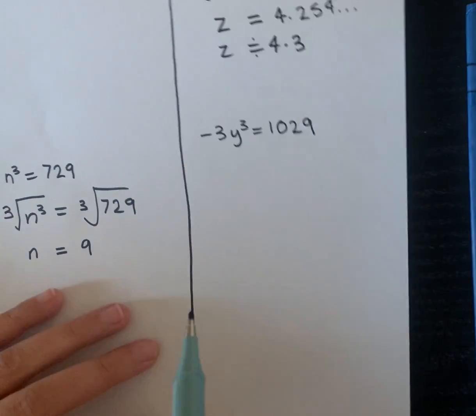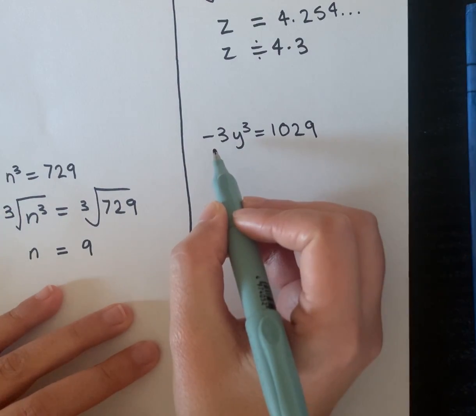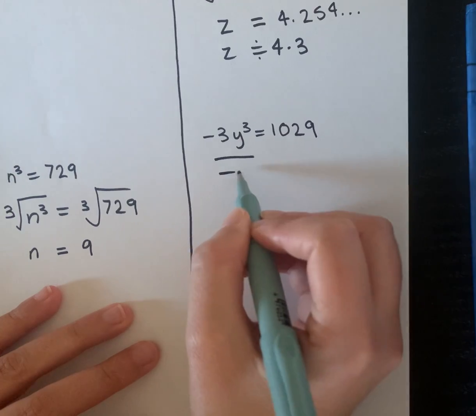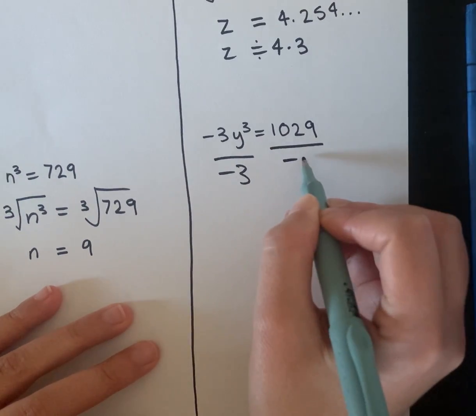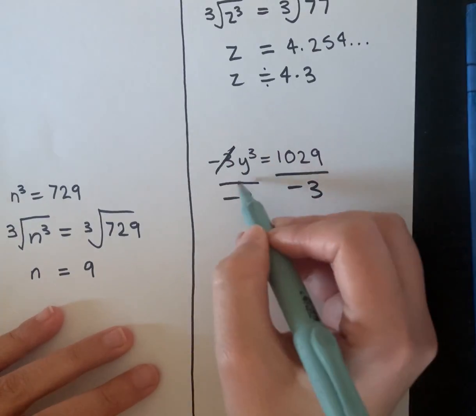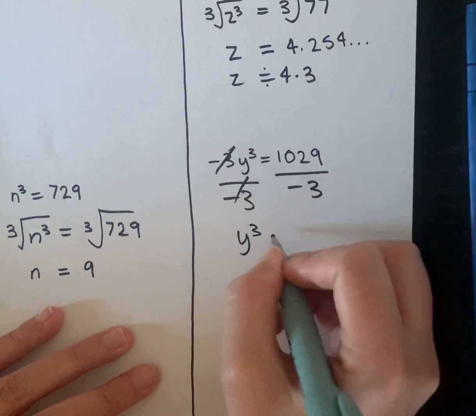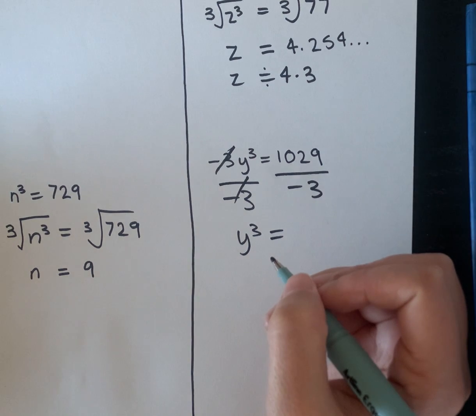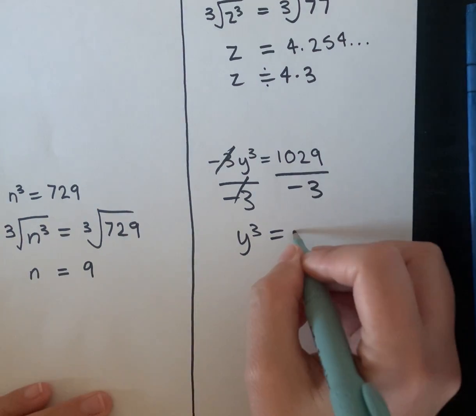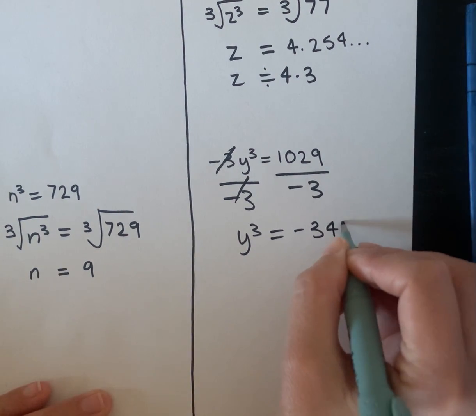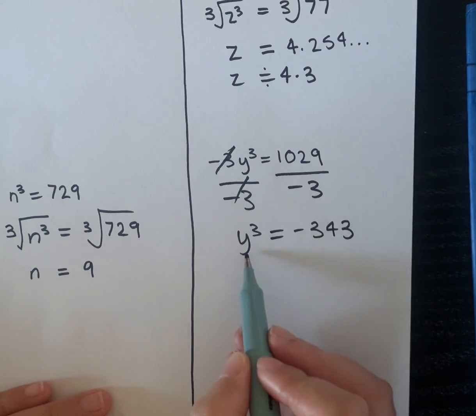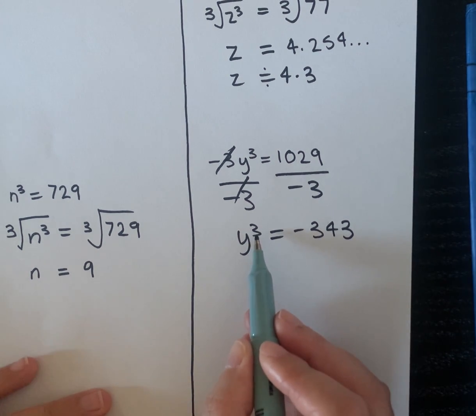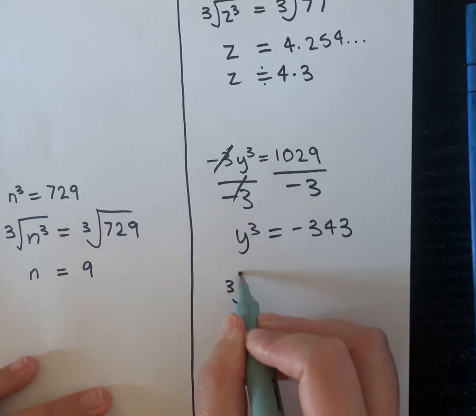Okay, this one here, we need to, again, isolate y cubed. So we'll just treat it like a regular equation. They cancel out, and we're left with y cubed is 1029 divided by negative 3, which is negative 343. And now we just want to get y on its own. We don't want this power, so we need to take the cubed root of both sides.